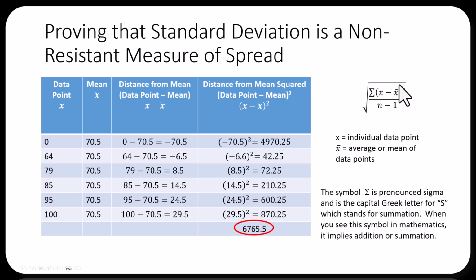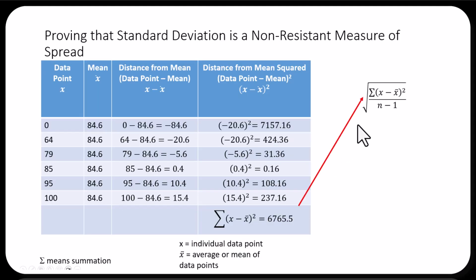Well, what we've done is we've found x minus x bar, the distance from each data point to the mean, which are these values right here. Then we squared them, and then we added them all up. So the sum of x minus x bar quantity squared is 6,765.5. I can replace the expression under the radical in the numerator with this number. So now we have 6,765.5 divided by n minus 1, and we're still taking the square root of that whole thing.